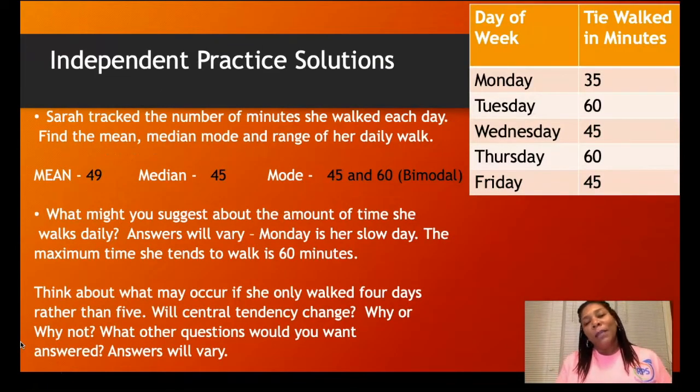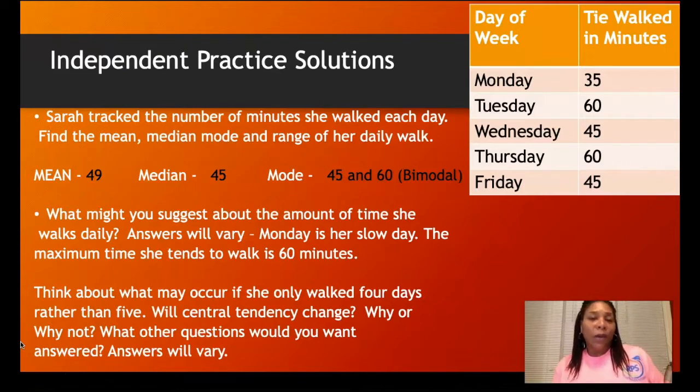So from our independent practice yesterday, here are our solutions. Our mean was 49, our median was 45, and the mode was bimodal with 45 and 60. So please check your answers, and if you made any errors, see if you can go back, determine where your errors were, and correct them.